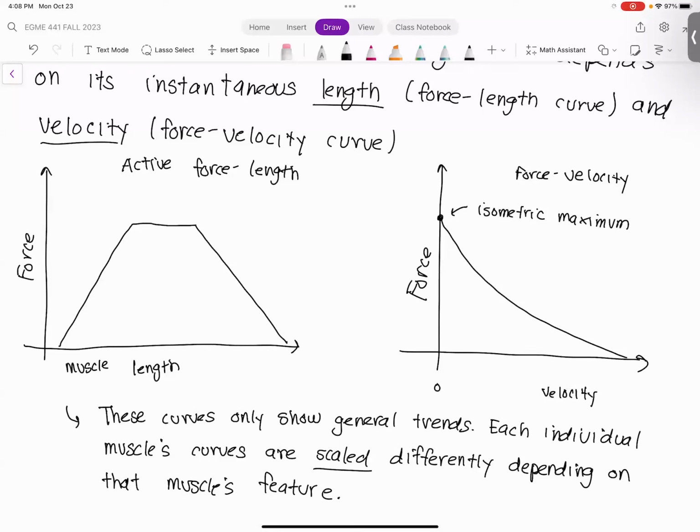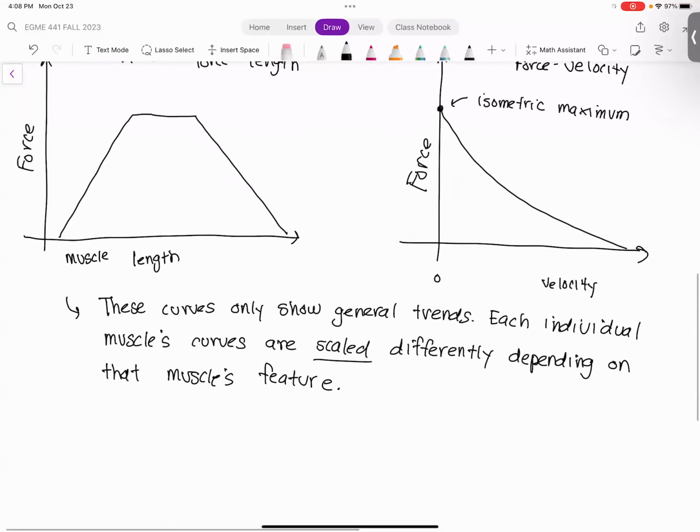But what's going to be different for each individual muscle is that they're scaled differently. So you're going to have the plateau region maybe wider, maybe taller, maybe shifted to the right or left. Okay. And the parameters that we use to scale these curves depend on what we say are 5 defining characteristics. Okay.